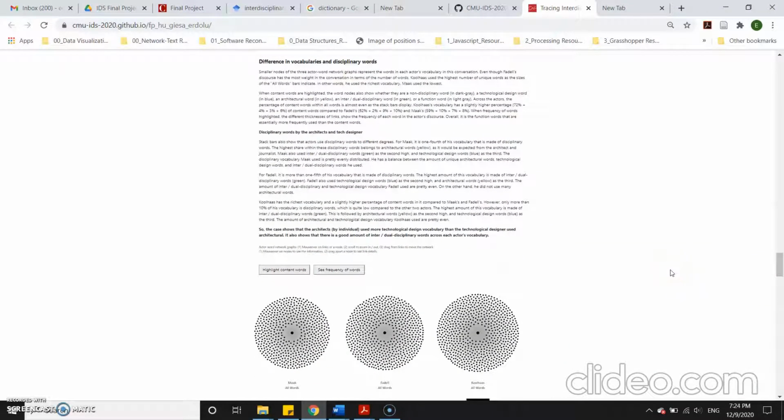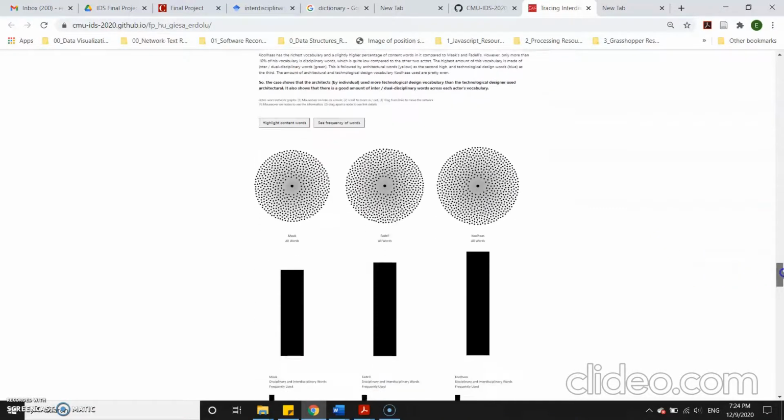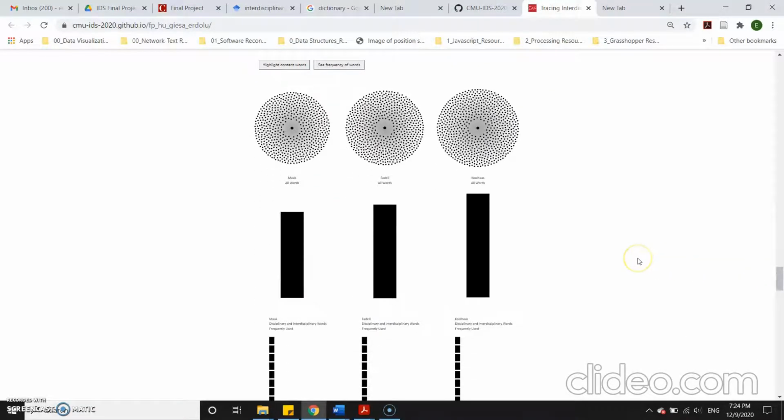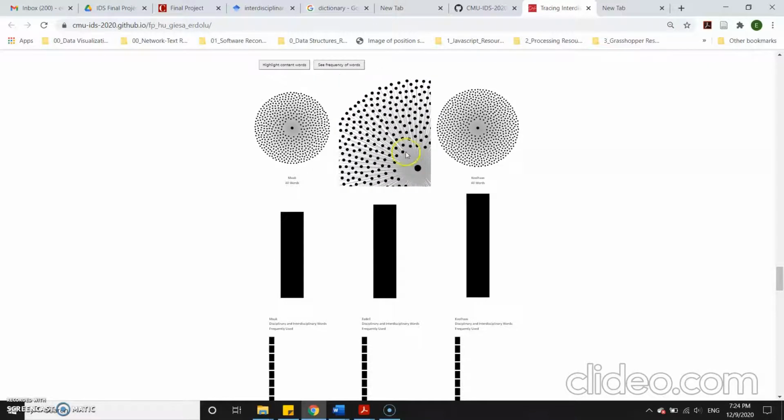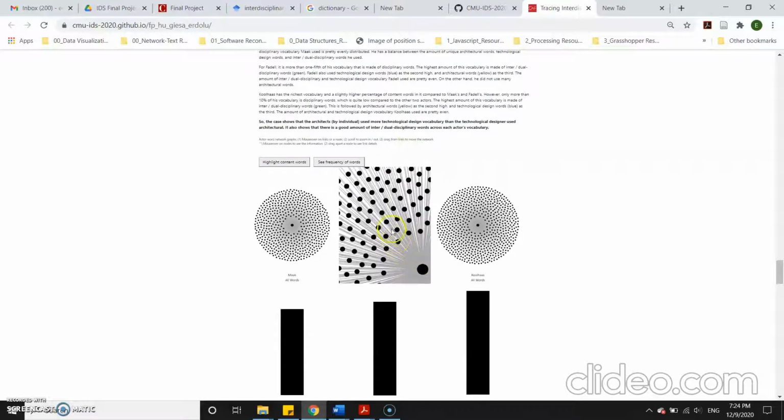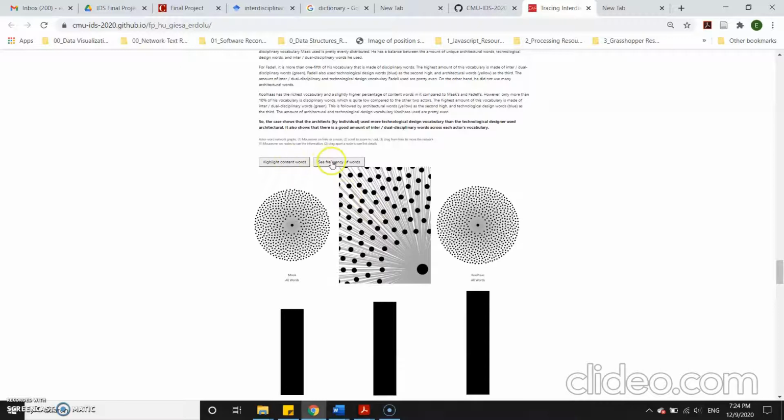In part 4, the user can explore the difference in vocabularies and disciplinary words. Smaller nodes of the 3 actor-word network graphs represent the words in each actor's vocabulary in the conversation. Again, the user can mouse over, zoom in, drag the network, and see a word. Here, the user can highlight the frequency of each word, as well as in the actor's discourse too.